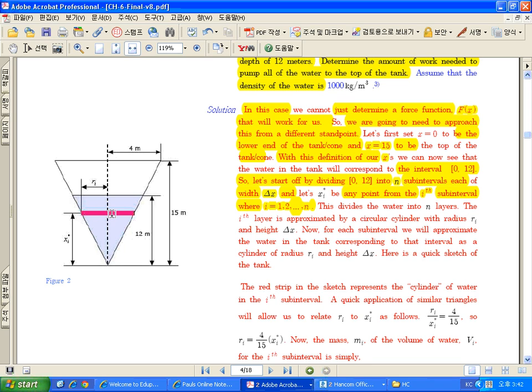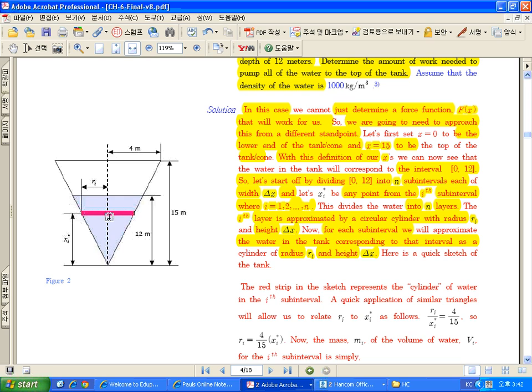This red bar divides the water into n layers, so the whole water is divided into n layers like this. The ith layer is approximated by a circular cylinder with radius Ri and height delta x, equally divided, where delta x is 12 divided by n. For each subinterval, we approximate the water in the tank corresponding to that interval as a cylinder of radius Ri and height delta x.